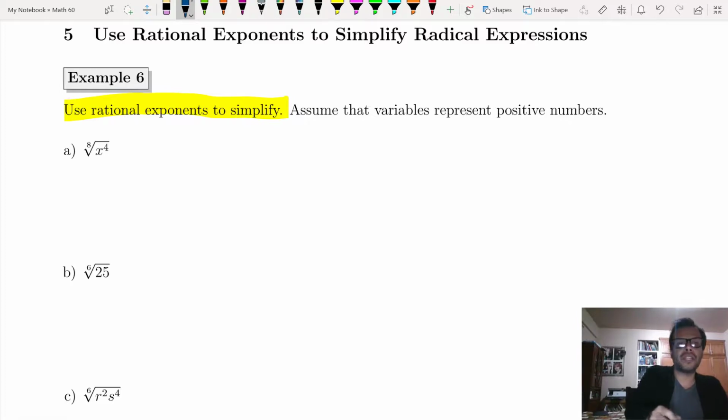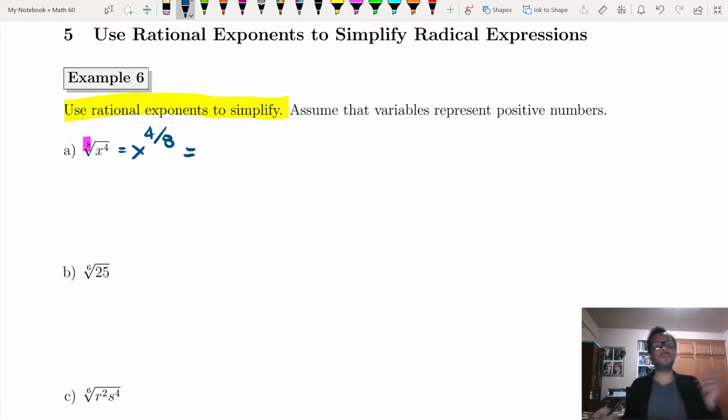By using rational exponents, again, identify the index. The index will be the denominator of the rational exponent. So this will be x to the 4/8, right? But what do we mean by using rational exponents to simplify radical expressions? We turn it into a rational exponent, and that rational exponent turns out that we can write it in lowest terms, right? In this case, x to the 4 over 8 is the same as x to the 1/2.